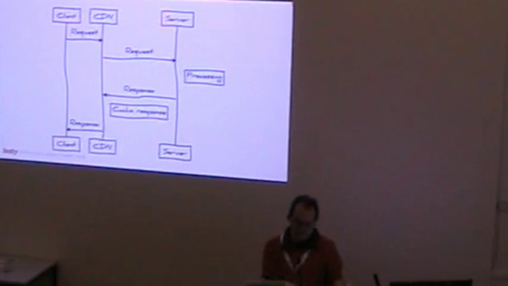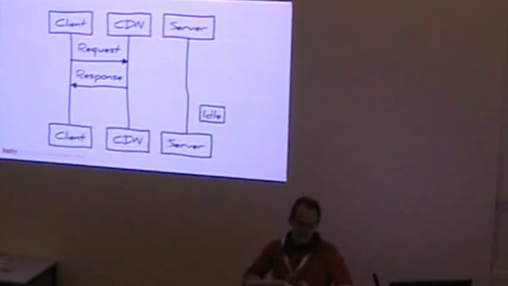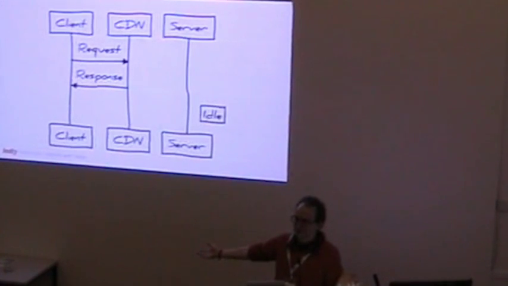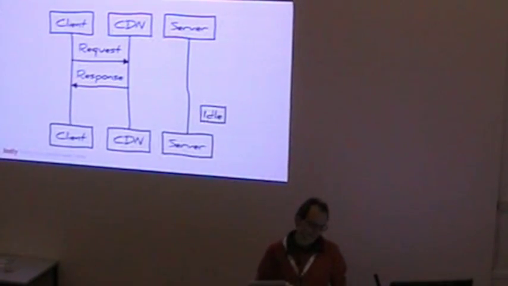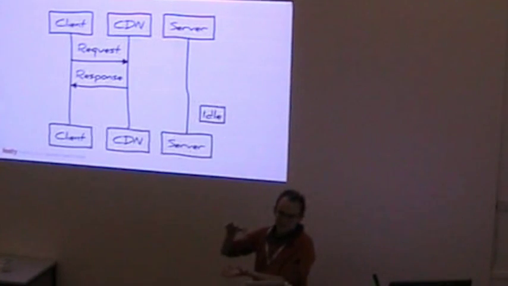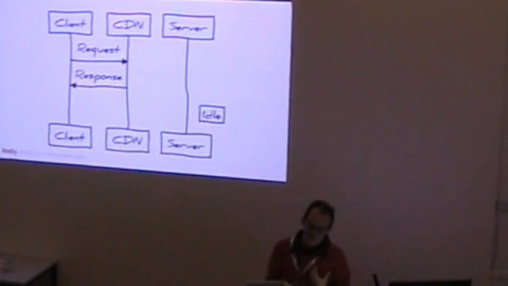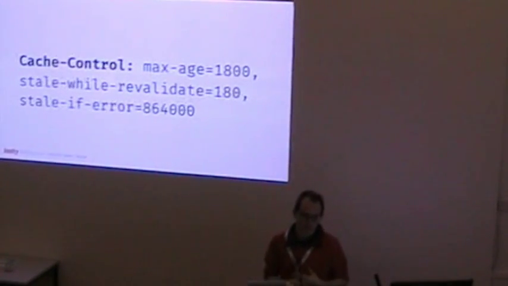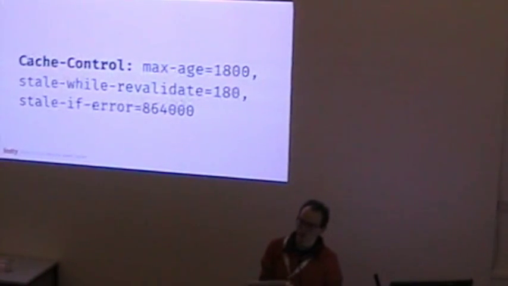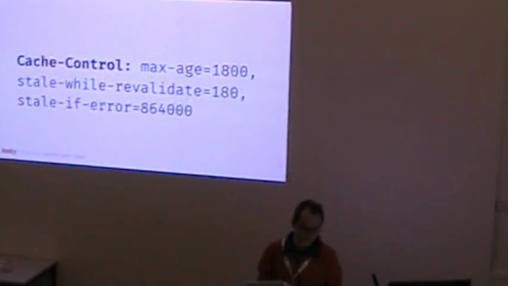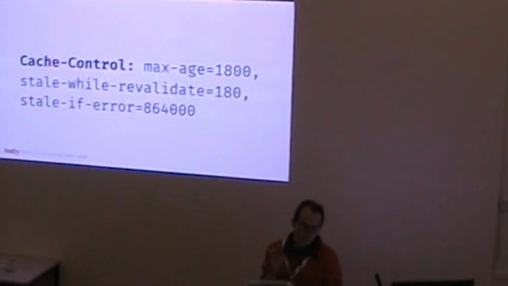But the even better bit is that this is the good path. Your client asks the CDN, do you have this? And the CDN goes, yes, of course, here it is. And the server doesn't do anything. The server's idle. So you can have less capacity at your server. And there are various things. CDNs tend to pay attention to cache control headers. And there are some other neat things you can do.